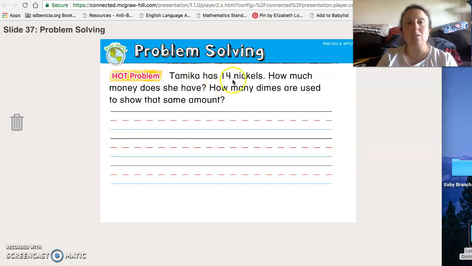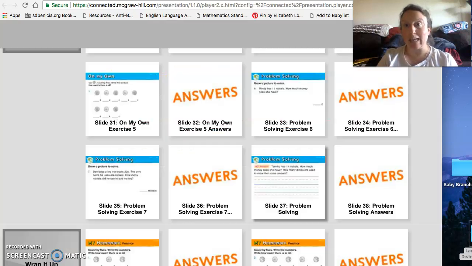So Tamika has 14 nickels. How much money does she have? How many dimes are used to show that same amount? So now they want us to talk about dimes too. So pause me now, try that out, and then come back to me so we can go over the answer together.